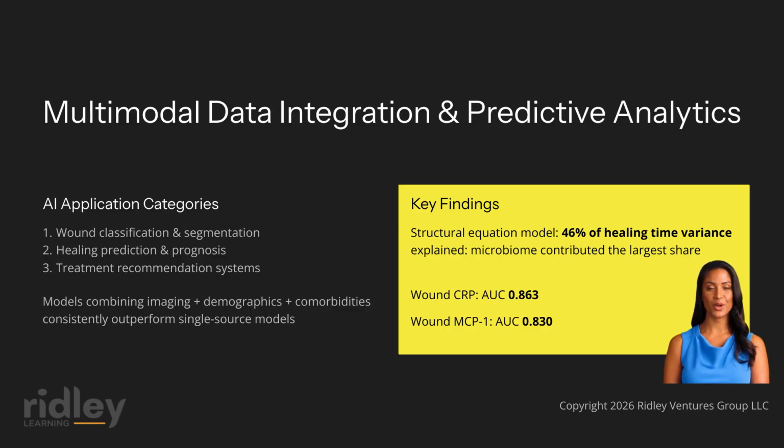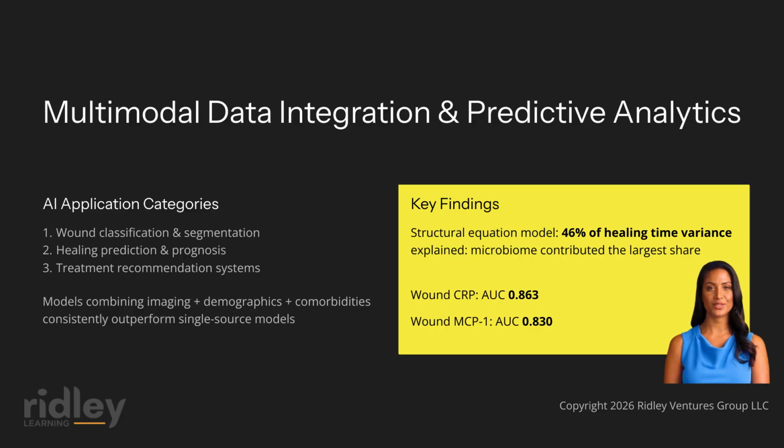The review found that while image-based AI tools have achieved the highest level of clinical validation, emerging applications that integrate patient-level data with wound characteristics show the potential to provide more personalized and accurate clinical decision support. Machine learning prognostic models for diabetic foot ulcer outcomes have demonstrated the capacity to identify patients at elevated risk for amputation or non-healing using combinations of clinical, laboratory, and imaging features.